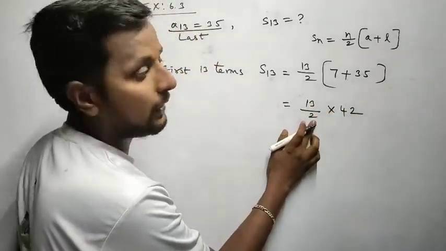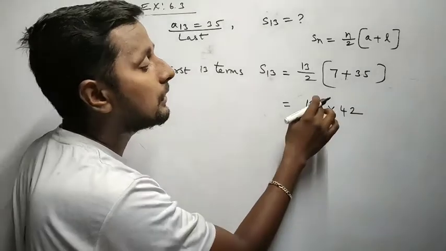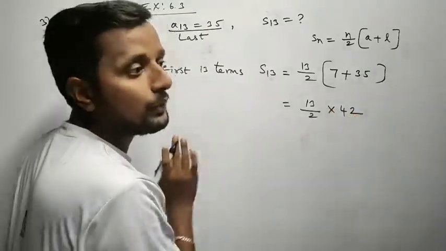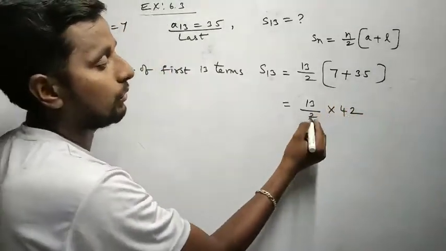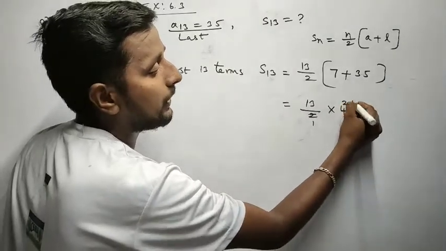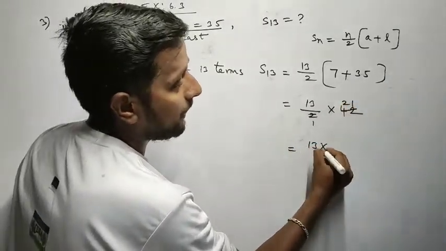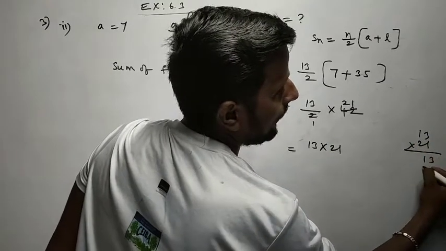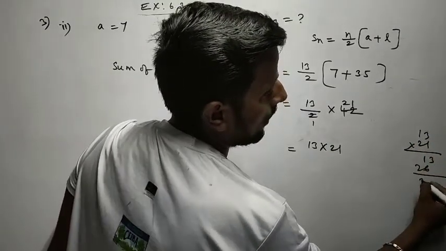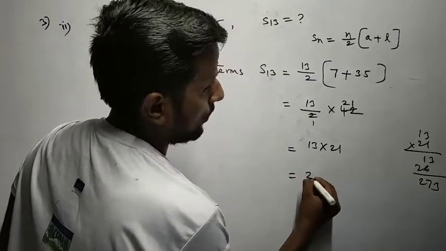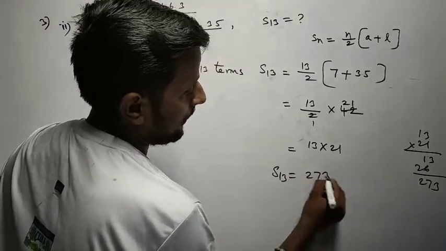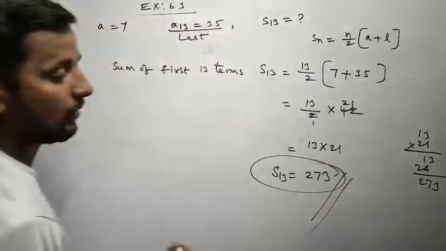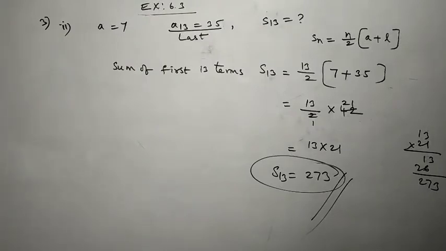Now 2 is in the denominator. Either you can cancel 13 or 42 by 2. I can cut 42, it is very easy. 13 into 21, so 13 21s are 273. That is the value of S13.